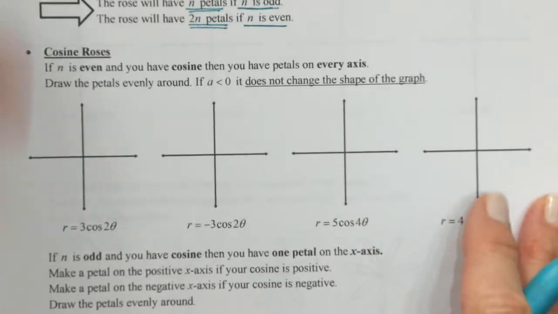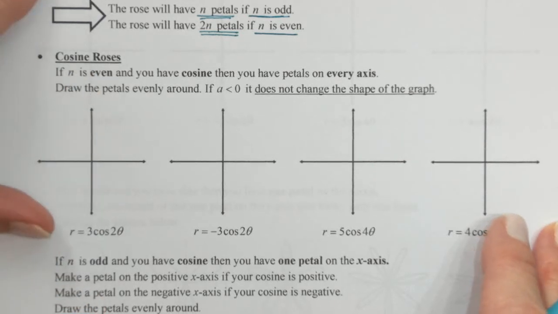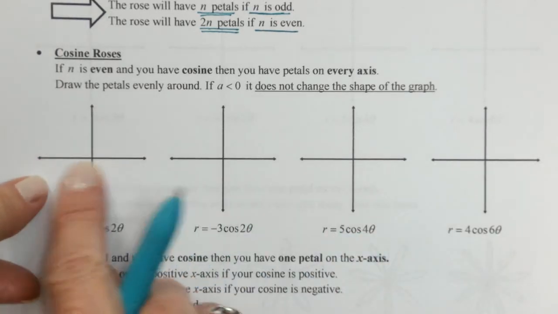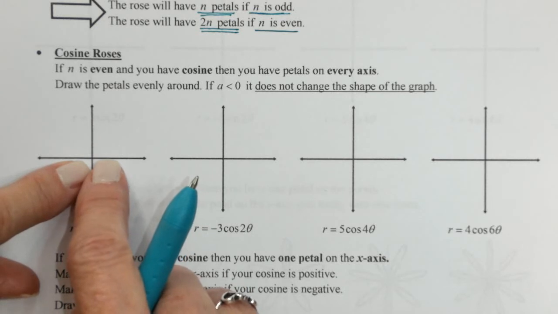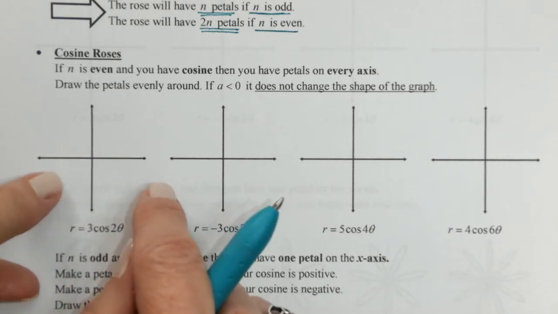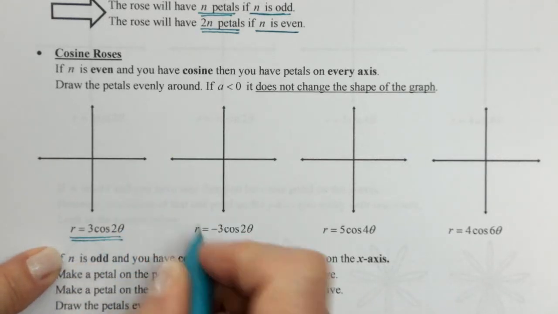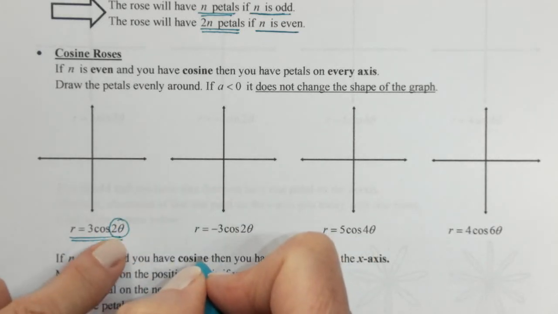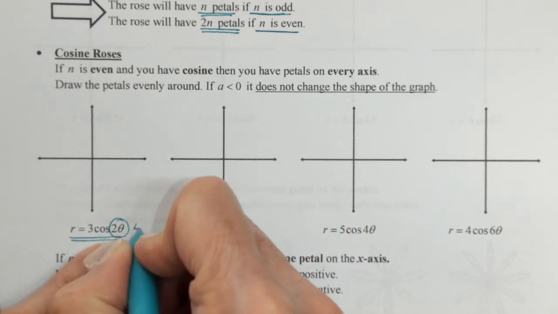Alright? So, what if you have cosine roses? For cosine roses, here's my thought. If it's a cosine, I know I'm going to have a petal on the x-axis because cosine and x go together. Always think of that. Cosine and x go together. Okay? So, in this one, I have r is equal to 3 cosine of 2 theta. Well, first of all, there's a 2 theta there. So I have, 2 is even, so I have double that many petals. So I know I'm going to have 4 petals.